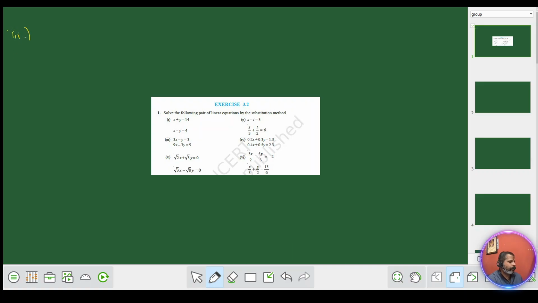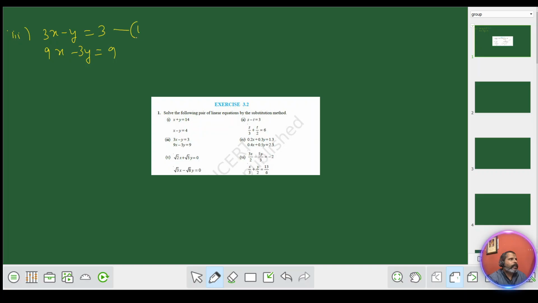Third one. 3x minus y equal to 3. 9x minus 3y equal to 9. See, before you start substitution, it's up to you to make the given equations as simple as possible so that your substitution will be easy. If you observe the second equation, there is a common factor, 3 in 9, 3, 9. You can cancel it. You can even keep it and solve also.